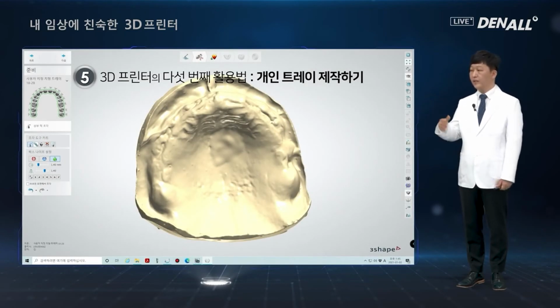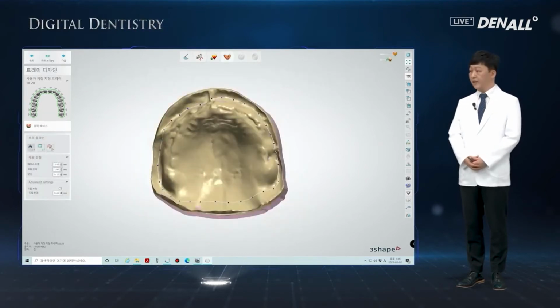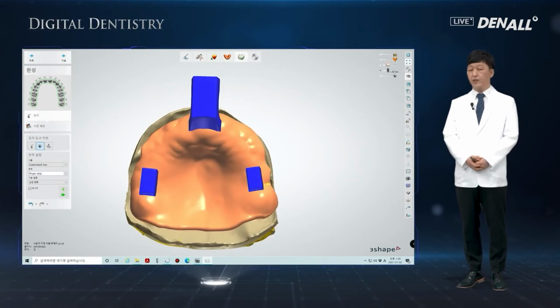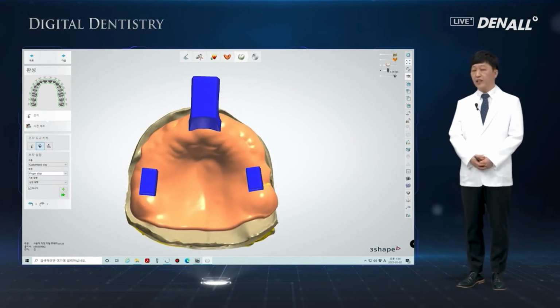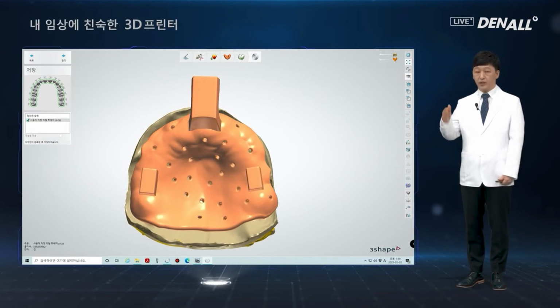For this, the dentulous healed model is scanned using a model scanner. After setting the area like this, the individual tray is designed for final impression taking. The handle and finger stops are mounted. This is the completed design.